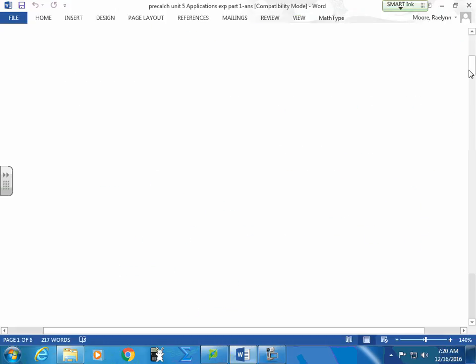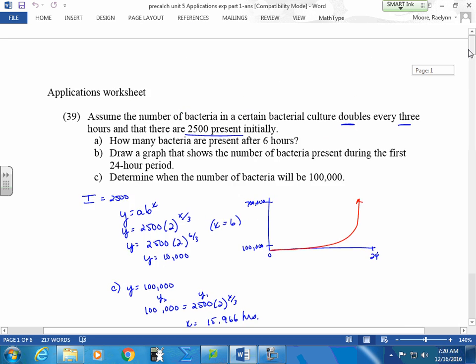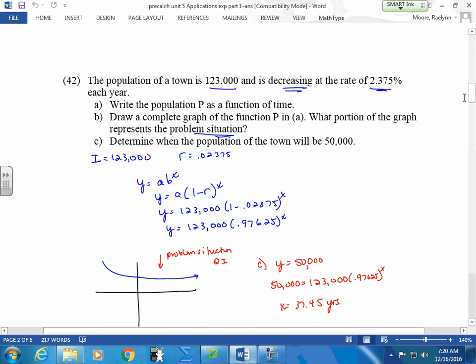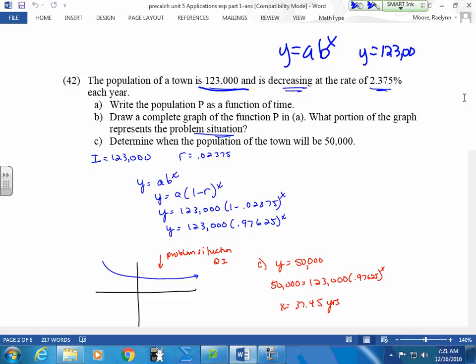Okay. The next one. Is this the next one? Okay. Again, I'm going to start like this. Let's fill these in. If a population of a town is 123,000, what letter is that? A. This is A. So far I got this. And it's decreasing at a rate. So where do I put that decreasing at this rate? B. Okay, we're going to take B.